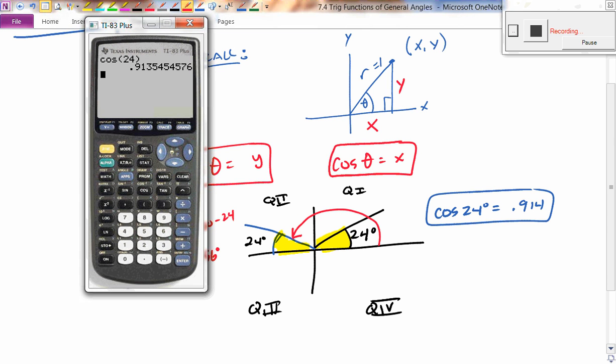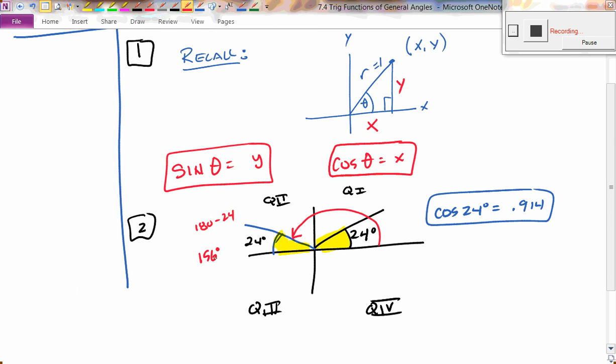So cosine. Okay, I heard someone get real excited over there. What are you guys noticing here? It's just the negative of what it was in quadrant 1. You guys with me on that? Okay, so the cosine of 156 degrees is equal to the negative 0.914. Does anyone have any explanation as to why that might be?